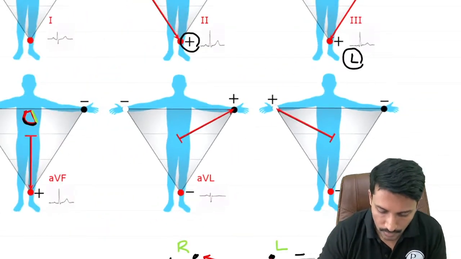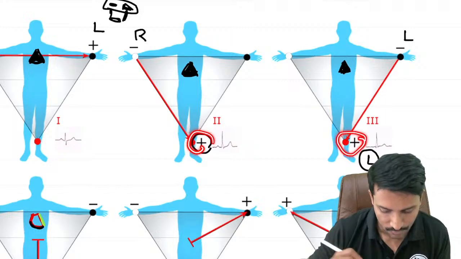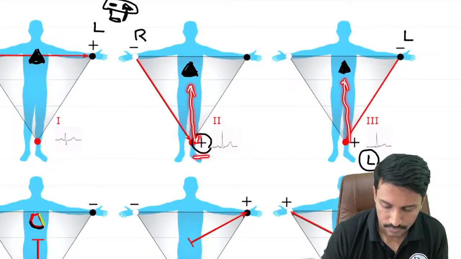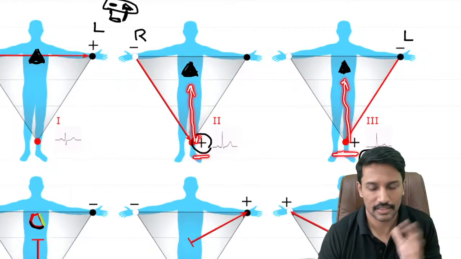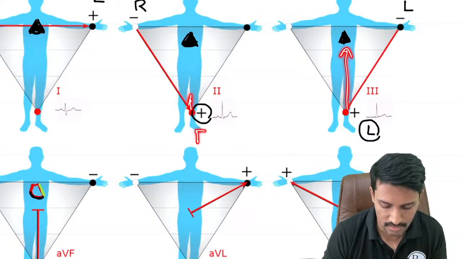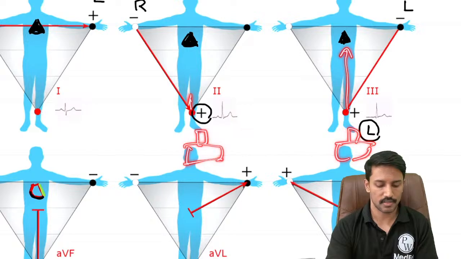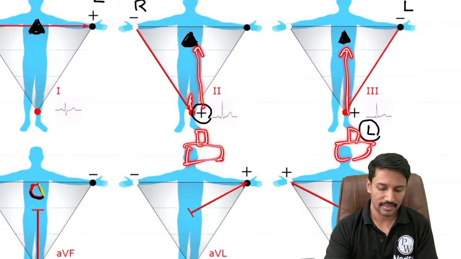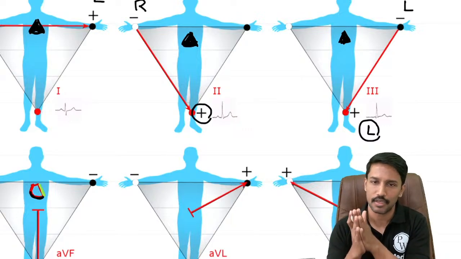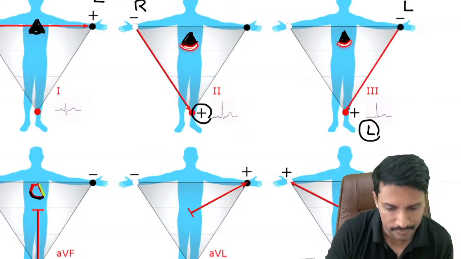Now similarly, if I look at leads 2 and 3, in what direction are they looking? What is the direction of look for leads 2 and 3? The camera is placed on the positive leads. So what is the direction? They are looking towards the inferior wall again. So that's why leads 2, 3 and AVF are our inferior leads. They are the leads for the inferior wall of the heart.